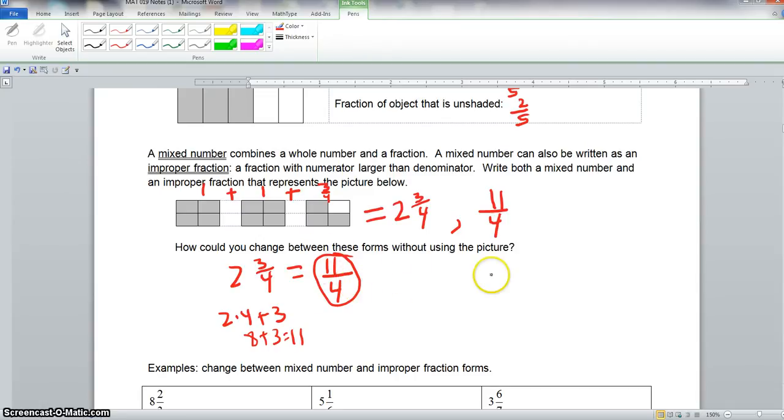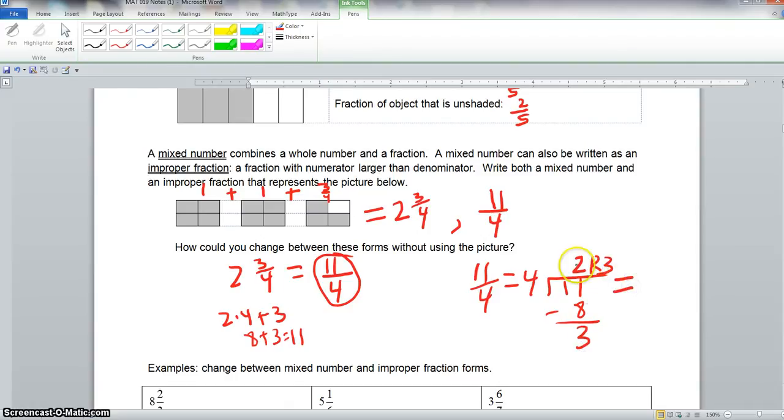Now, if we want to go from the improper fraction to the mixed number, this is what we would do. We would do regular division. We would take 4 into 11. Remember, when you're changing a fraction to division, the bottom number or denominator always goes out front and the numerator goes under the division bar. So we say 4 goes into 11 twice. 2 times 4 is 8. 11 minus 8 is 3. So we know we have a remainder of 3.